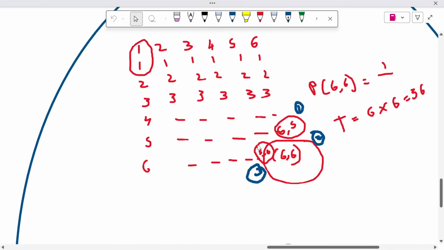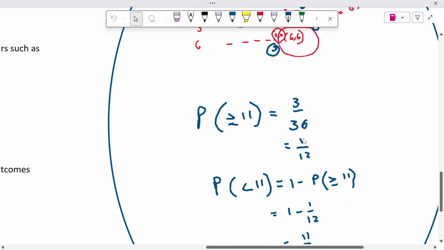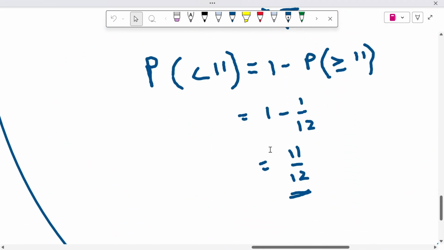Okay, the other way to do it is, first you find the probability that it is greater than or equal to 11, that will be 3 divided by 36. Okay, then you subtract that from 1. 1 minus 3 by 36 is also going to give you 11 by 12. Those are two different ways to solve for the same answer.